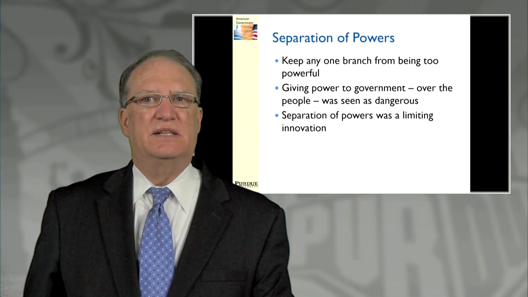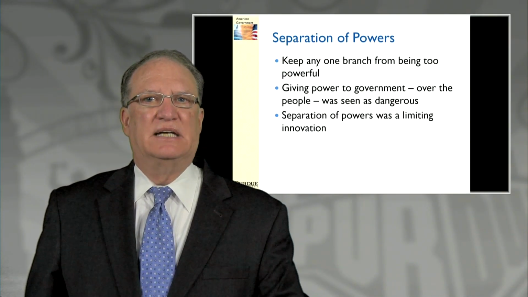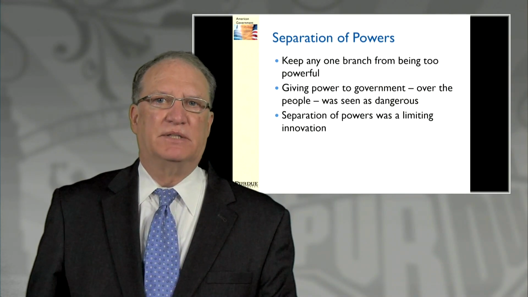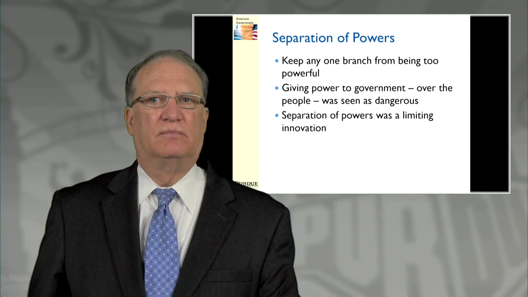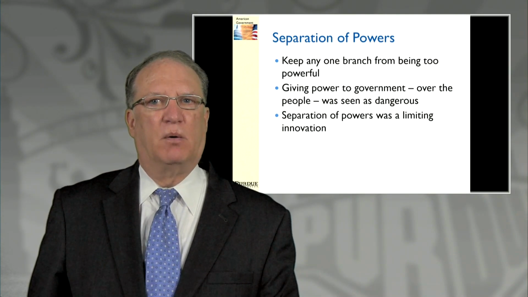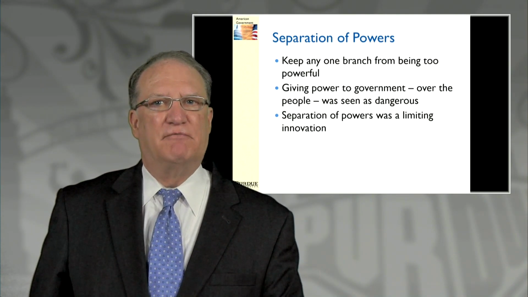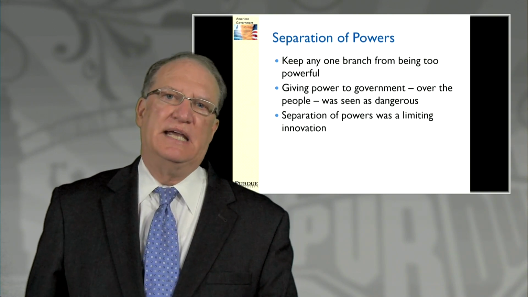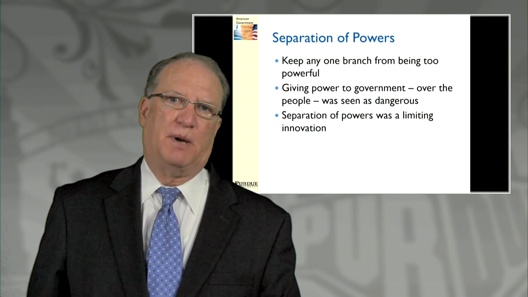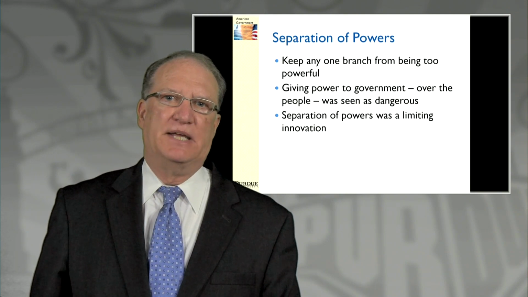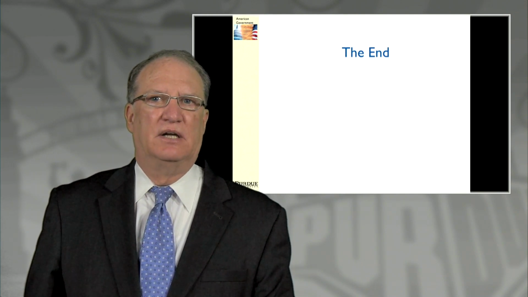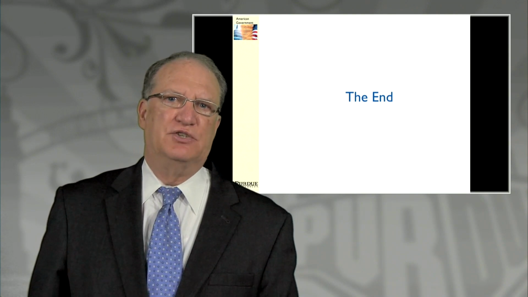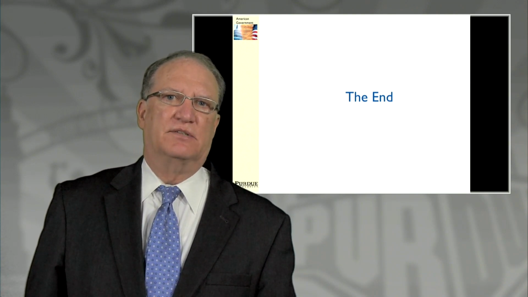So we see that these separation of powers keep any branch from becoming too powerful. They give power to the government over the people. They have the separation of powers as sort of an innovation of the government. At the same time, each branch stretches its powers from time to time and is checked by the other branch. And that's what we'll talk about in the next section, more explicitly these checks and balances that limit the separation of powers.